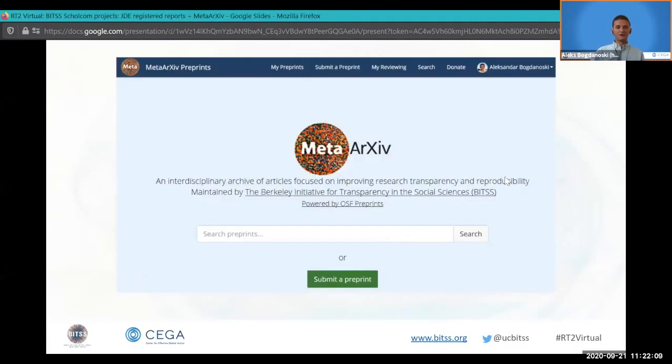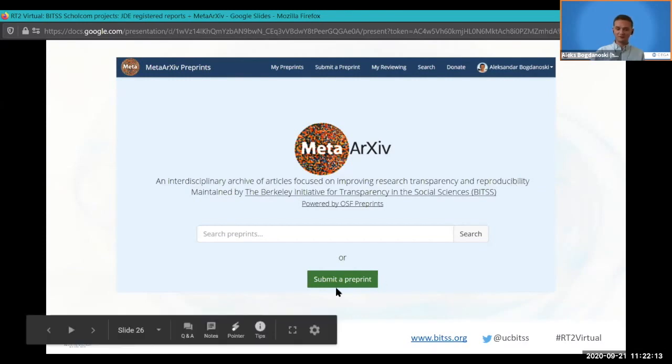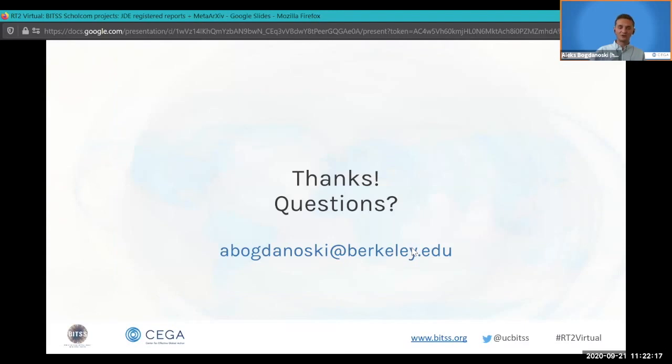So if you are convinced, check out metaarchive.org and click this green button and submit your work. So in conclusion, if you have any prospective projects and you would like to get useful feedback on, and potentially a journal acceptance, submit them as registered reports. But then also, if you want to get feedback and share your work early, use some of the many, many different preprint services.